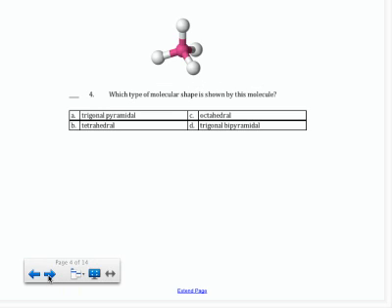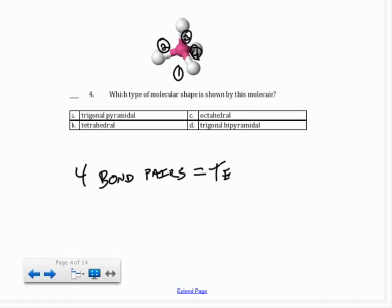What type of molecular shape is shown here? So you need to look at the center atom, which is the darker one in the middle. There's 1, 2, 3, 4 bonds around that central atom. And if you look at the chart that shows you the shapes, you'll find that 4 bonds, and there's no lone pairs, these are all bonds, 4 bond pairs equals the tetrahedral shape, which is what this picture is showing you. So tetrahedral is answer choice B.